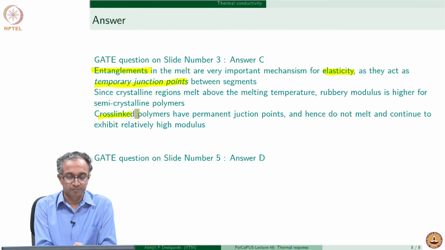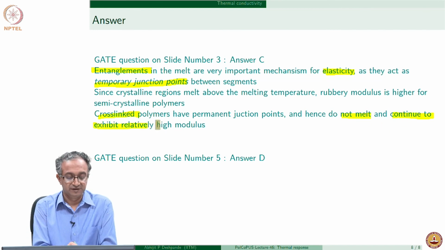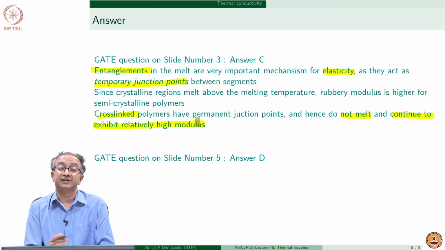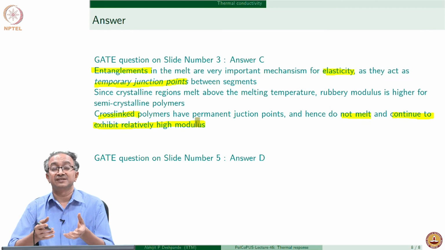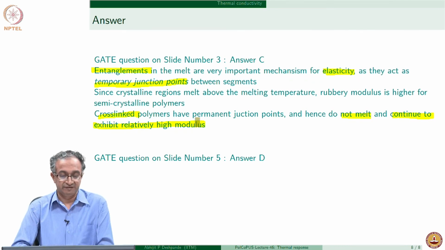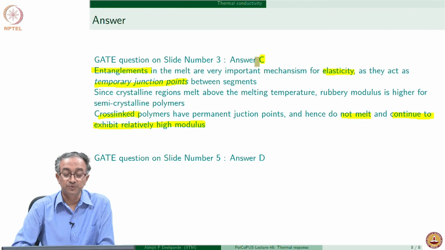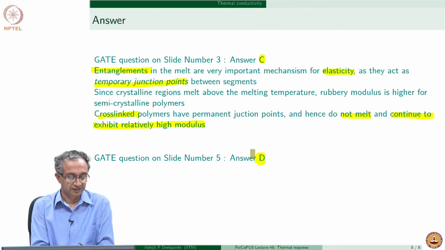And of course, cross-linked polymers will not really melt, and therefore, they will continue to have relatively higher modulus even at higher and higher temperature. Only beyond a certain temperature does degradation set in, and then depolymerization would happen, molar mass will come down, and then the overall modulus will also go down, but that happens during degradation. So, with this you can arrive at the answer to the question, and of course, dynamic mechanical analysis was the answer to the other question.